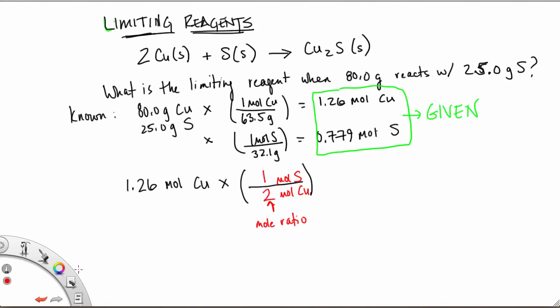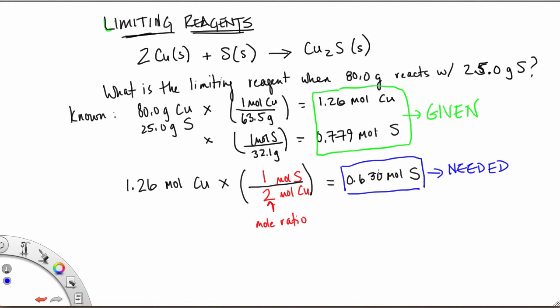And when I do the math, I have 1.26 divided by 2, and this is 0.630 moles of sulfur. This is my needed quantity. This is what I need in the proper ratio to react with my given amount of copper. Okay, so when I make my comparison, I need this much sulfur, but I have 0.779 moles of sulfur. I have more sulfur than I need.